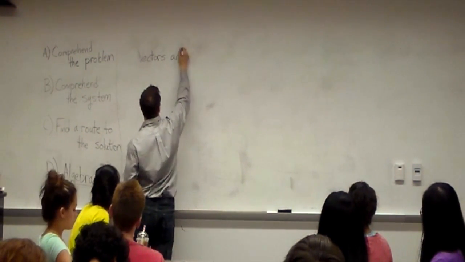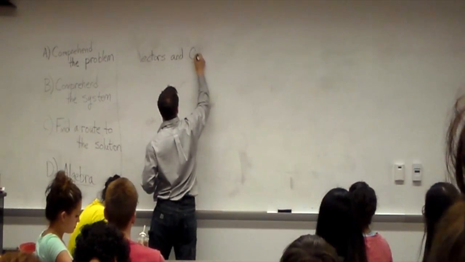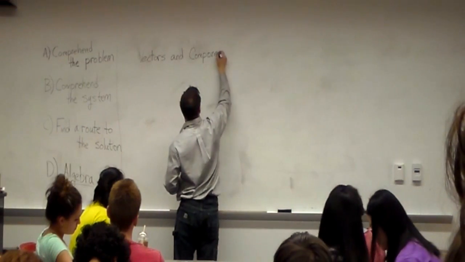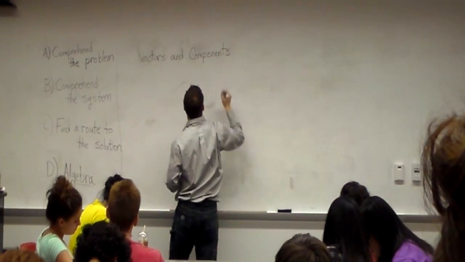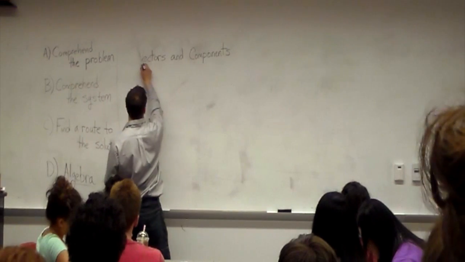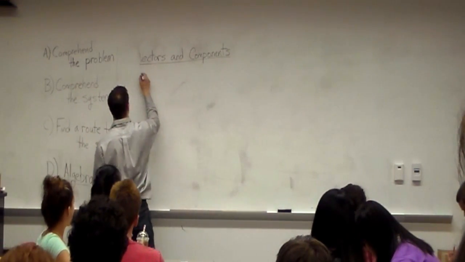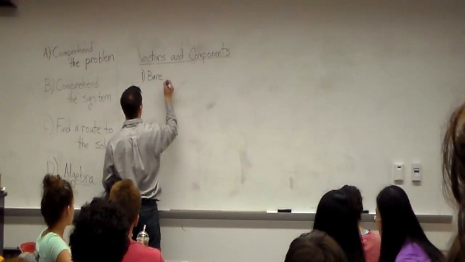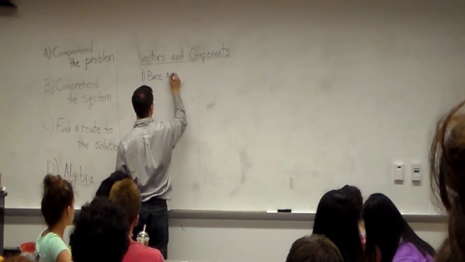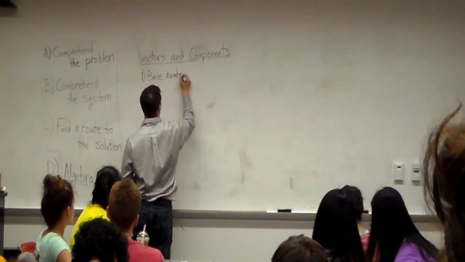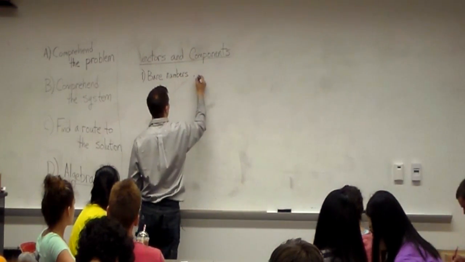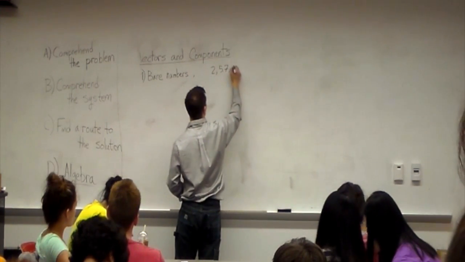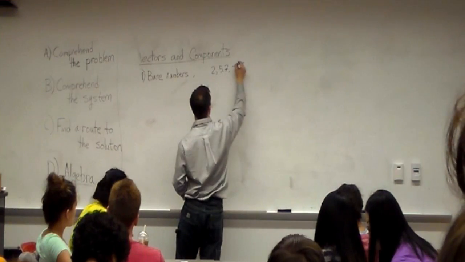Vectors and components. So you're exposed to three types of mathematical structure in this course. Okay. The first is you had bare numbers. You may not have called them that, but that's what I call them, bare numbers. For example, 2 or 5.7 or negative 9.8. Those are bare numbers.